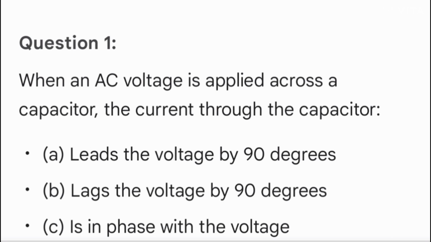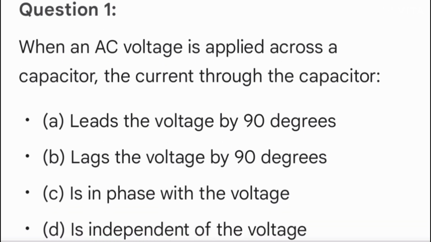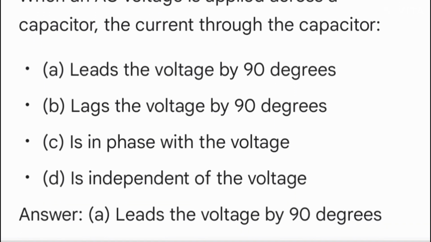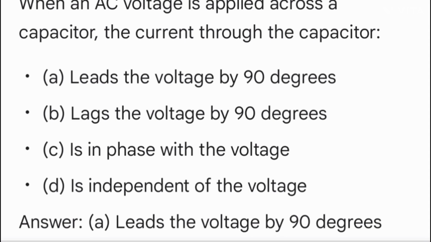AC voltage applied to a capacitor. Objective questions. Question 1. When an AC voltage is applied across a capacitor, the current through the capacitor A. leads the voltage by 90 degrees, B. lags the voltage by 90 degrees, C. is in phase with the voltage, D. is independent of the voltage. Answer: A. leads the voltage by 90 degrees.